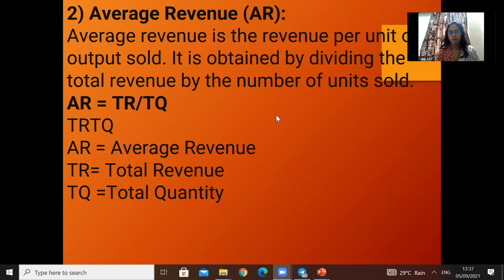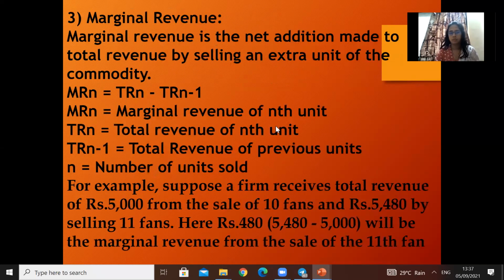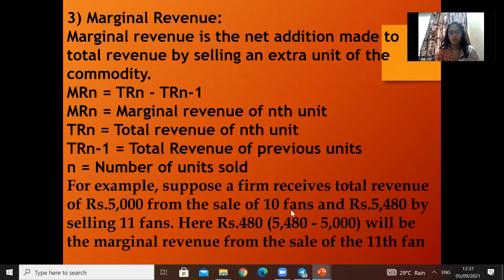It is the revenue per unit of output sold. It is obtained by dividing the TR by the number of units sold. Then the last concept is marginal revenue. Its formula runs in the same manner. That is, MRn is equal to TRn minus TRn minus 1.